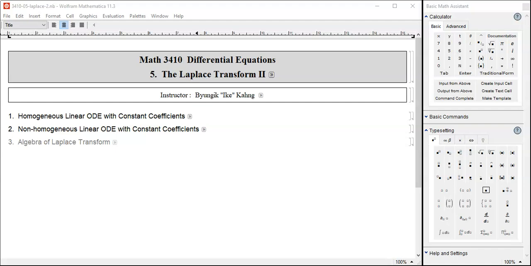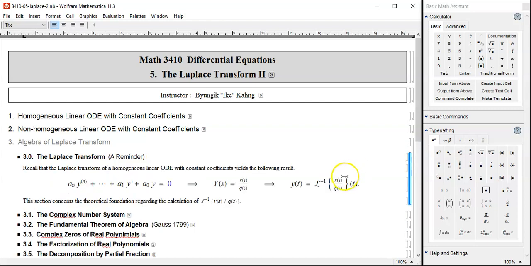To tell the truth, I haven't made my final decision yet, whether to make this entire section optional or just the latter half of it. At this moment, I'll just defer the decision and just cover it as usual. Okay. Here's a reminder on what we did in section 1.